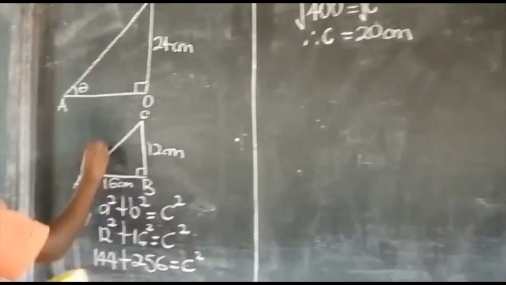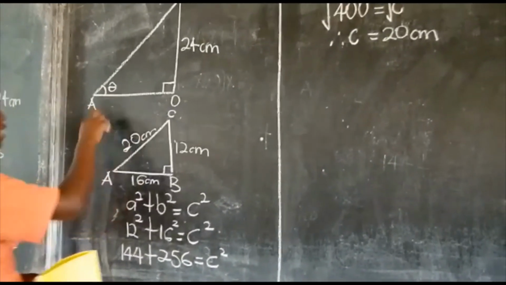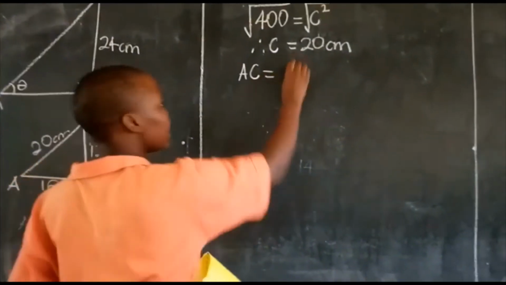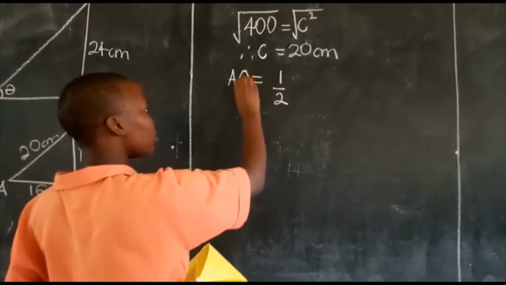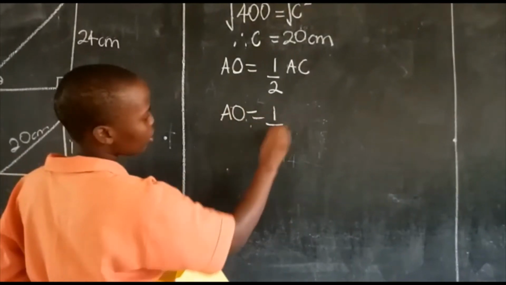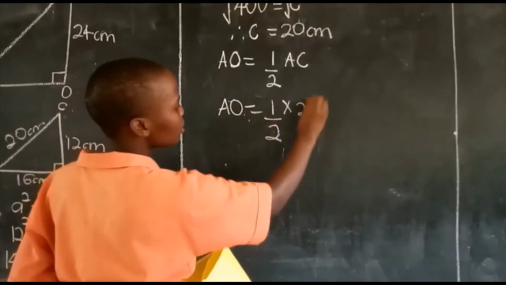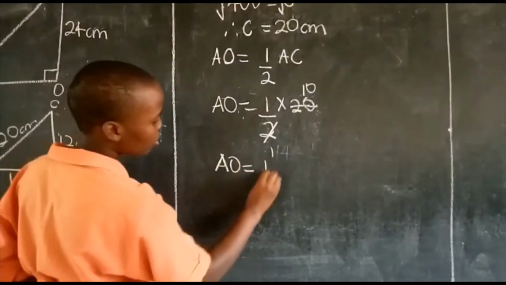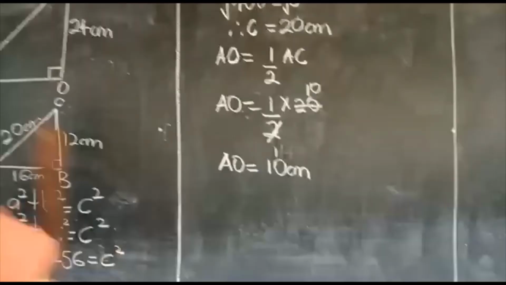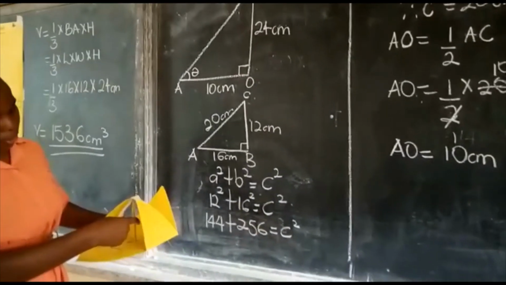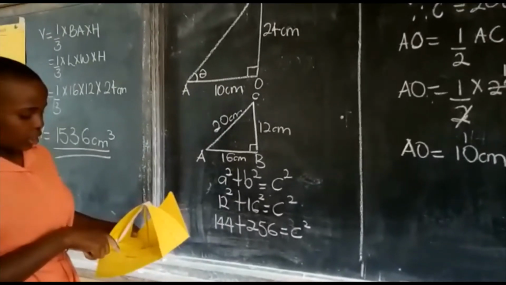So this is our line AC, which is 20 centimeters, and our line AO is half of this line AC. AO will be equal to a half times this 20, which is 10. Therefore, our line AO is equal to 10 centimeters. So from here, we have the opposite of this angle, which is 24 centimeters, and then the adjacent, which is 10 centimeters.